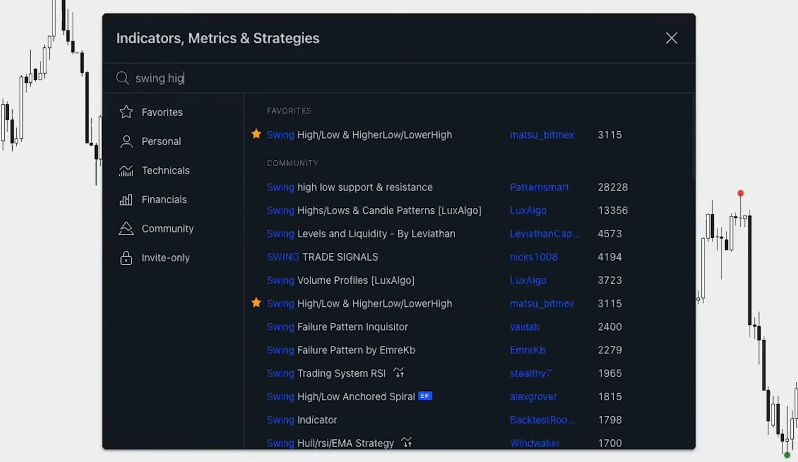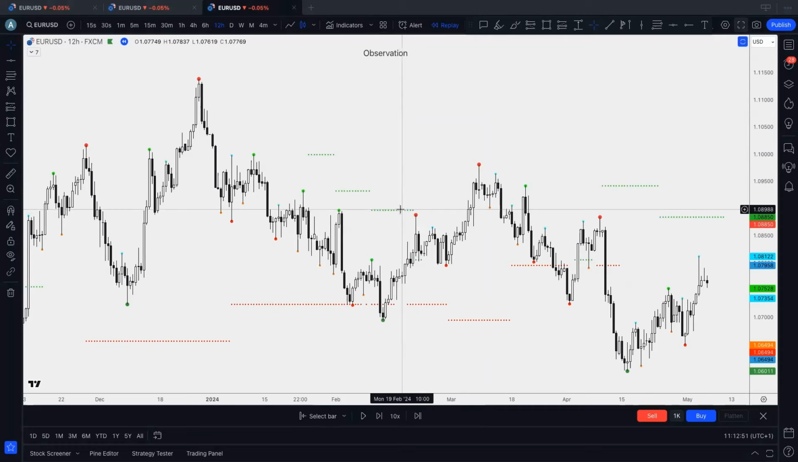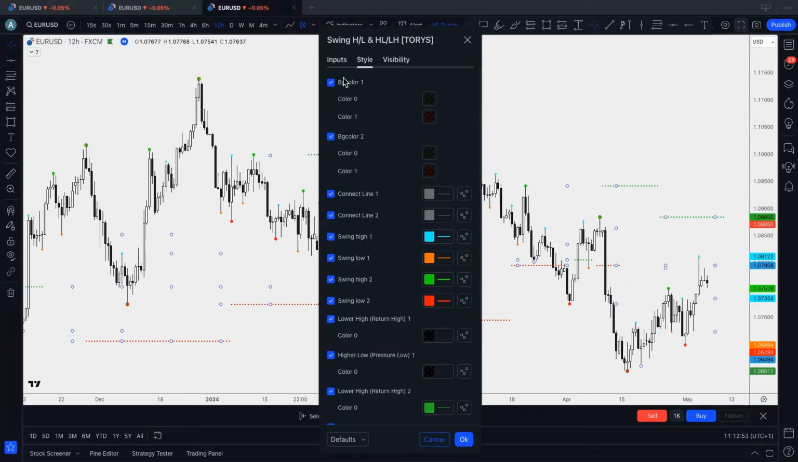Let's get it installed. Go up to indicators, type in swing high. You want to add the one here that says Matus BitMEX. Add that onto our chart. You want to double click on the indicator, bring up the settings panel. Let's hide all of these for now, so they're hidden.